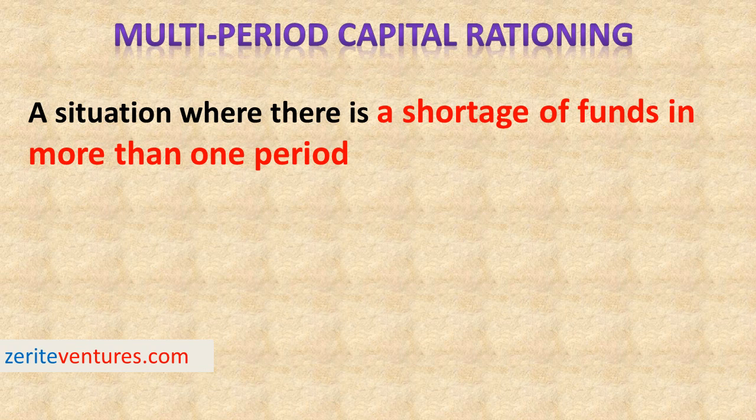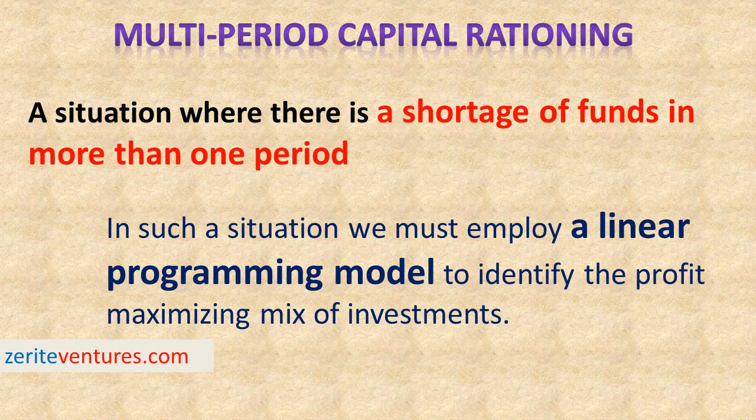In a case of multi-period capital rationing, which is a situation where there is a shortage of funds in more than one period, we will have to use a different approach. This makes the analysis more complicated because we have multiple limitations and multiple outputs. In such a situation, we must employ a linear programming model to identify the profit maximizing mix of investments.